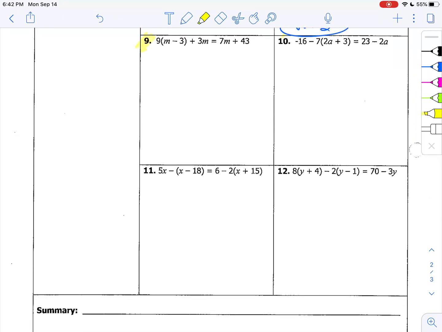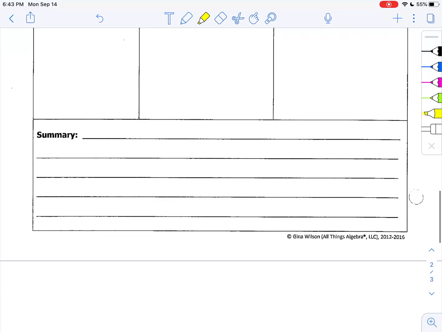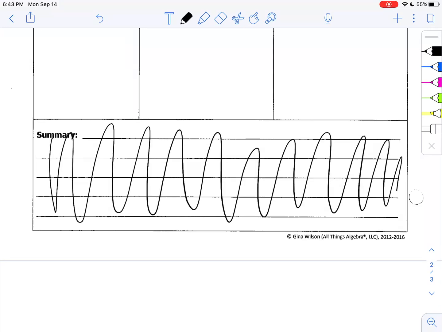Go ahead and highlight number 9, 10, 11, and 12. And then you can mark out the summary at the bottom of the page.